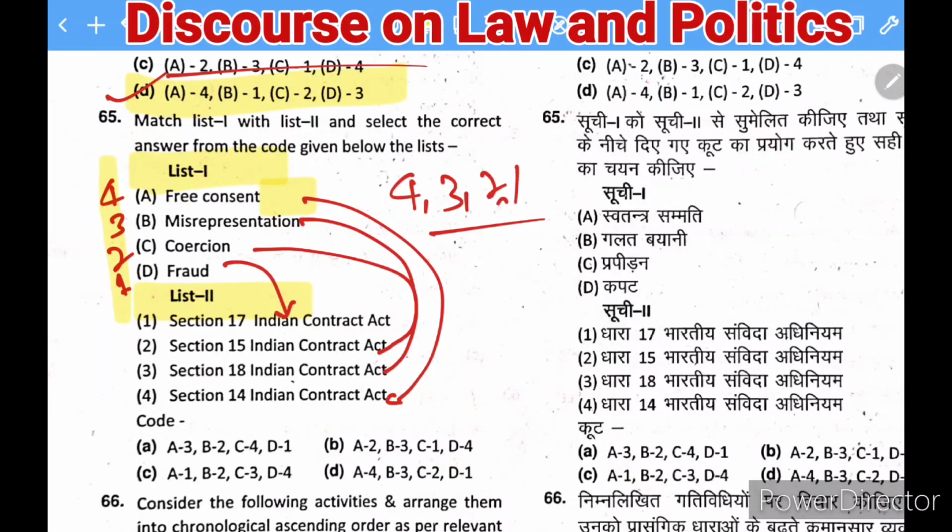4321. This is the correct code. Okay, let's see which is the correct answer here. You see A, A3 B2 4 1, is not correct. B, A2 B3 1 4, is not correct. C, A1 B2 C3 4, is not correct. And D is A4, that is 4321. Yes, it is the correct answer. So this is the correct answer.